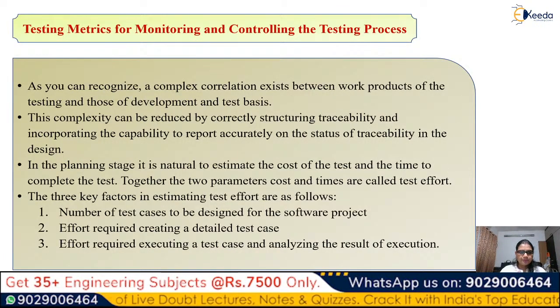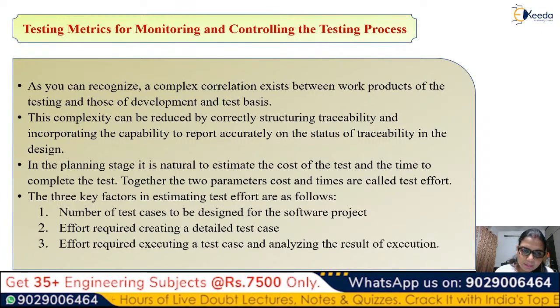So next, we recognize a complex correlation between the work products of testing and those of the development and test basis. Now currently we are correlating the existing work products of the testing with the development and test basis. So this complexity is reduced by structural traceability, and we incorporate the capability to report accurately on the status of traceability in the design. You might feel this is kind of difficult, but try to understand that we are mapping with the work we are currently doing.